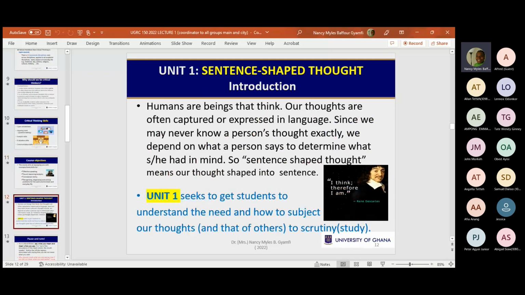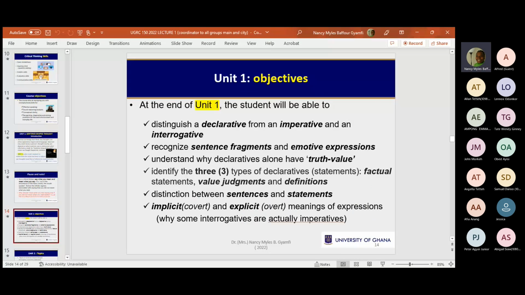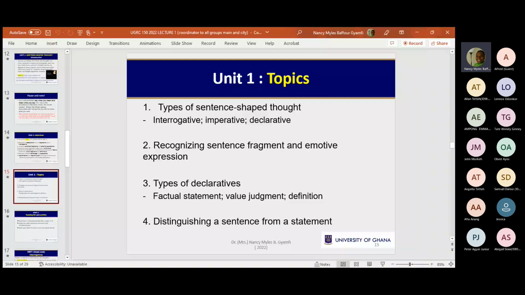I said something about how sentences shape our thought. When we speak, it is our thought that is captured into sentences, right? And so you are minded to say what you mean and mean what you say. I've said all of that in our introduction on the course outline. Why should I trust what you are saying now if you did not mean what you said earlier? So if you come and say, oh, I didn't mean it, this is the question I'll ask you. What is in red over there? Now we can go directly to the content. So, recognizing sentence fragments, etc.